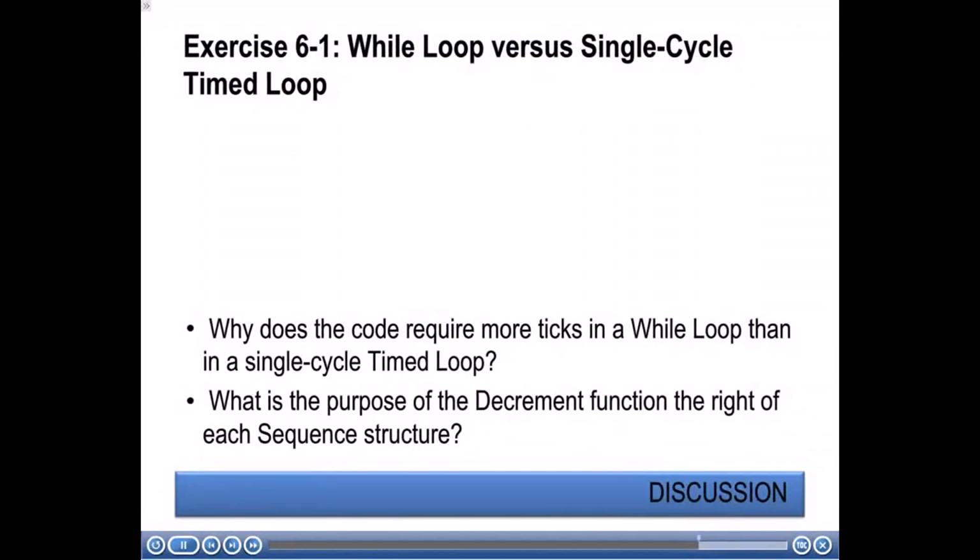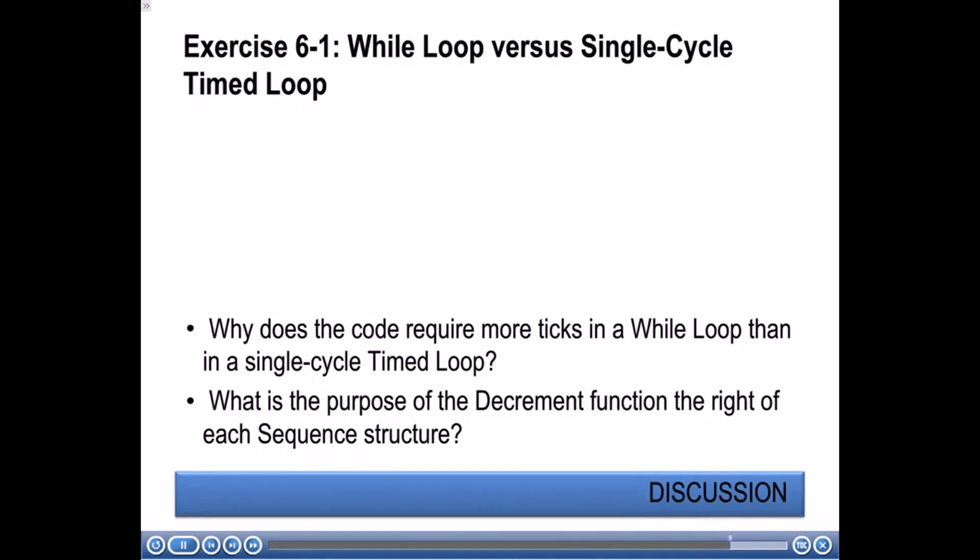Okay, let's do the discussion questions. So the first one, why does the code require more ticks in a while loop than in a single cycle time loop? So we talked about this earlier in this section. We're going to have to deal with the enable chain overhead, and also the while loop itself has a 2-cycle overhead. In a single cycle time loop, it's going to be optimized, right? And what's going to happen is all that code inside a single cycle time loop is going to execute within 1 clock tick.